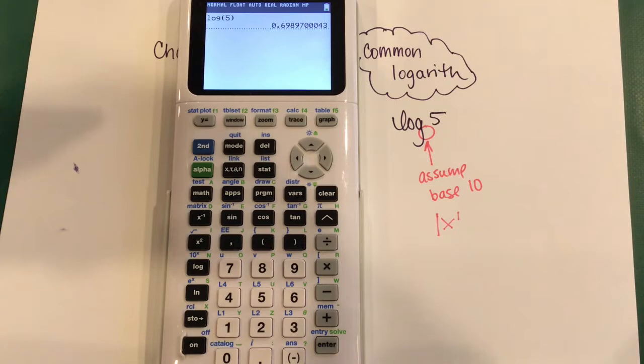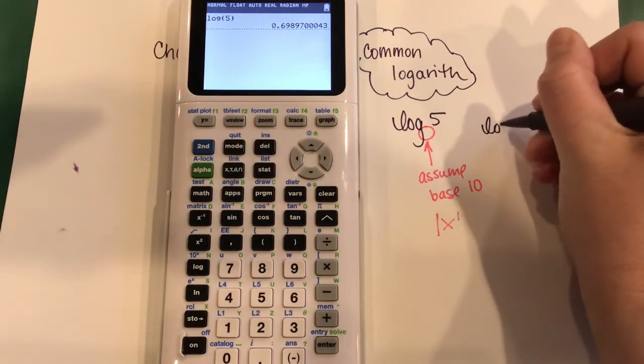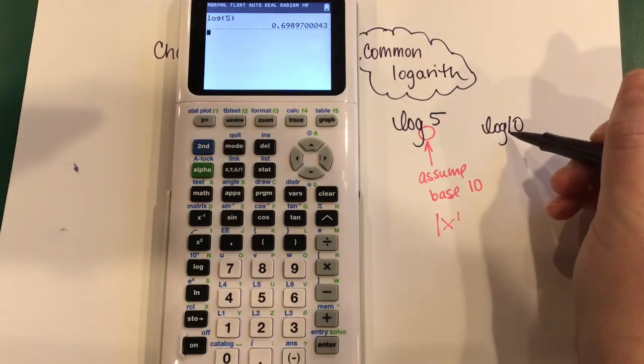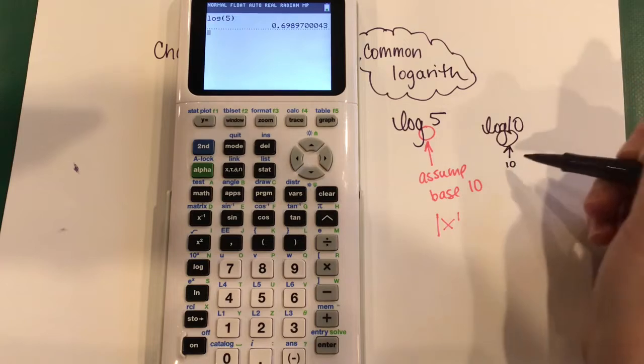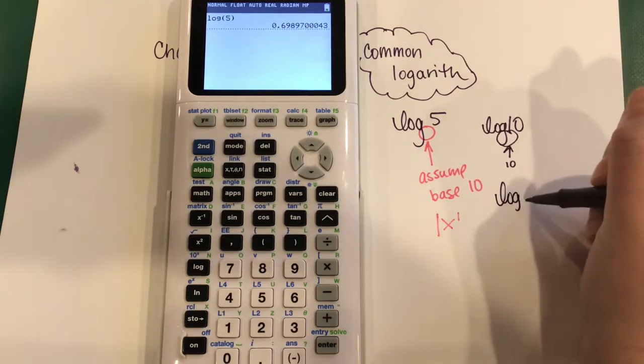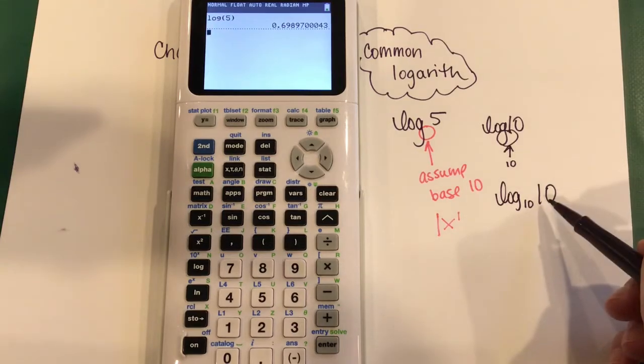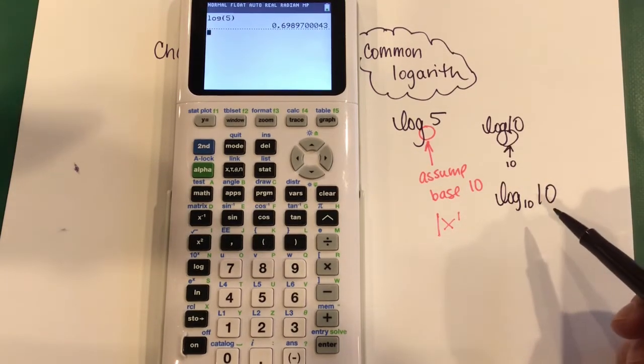Now, say I was going to look at log of 10. Well, remember, there's a hidden base here, and that hidden base is 10. So hopefully you guys know that if you had log base 10 of 10, what should that equal if these match? You're shouting 1, right? Good.